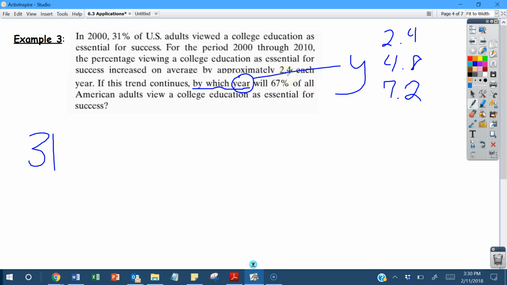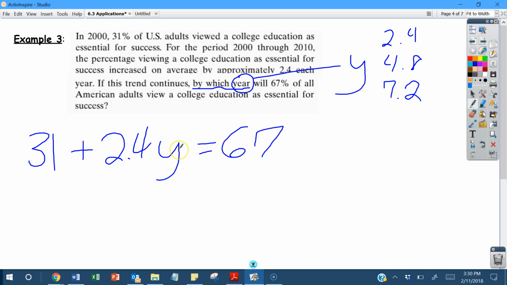So I'm going to write this like this. Every year, I'm going to increase it by 2.4y. Y is the number of years. So if y is 1, in 1 year, I'm adding 2.4. If y is 2, in 2 years, I'm going to add 2.4 times 2, or 4.8. And so on and so on. That's kind of how that works. And eventually, I want to know when this is going to be equal to 67. If I set up this equation right, when I solve for y, that should tell me how many years until I get 67% of adults in this viewing college as a success camp.